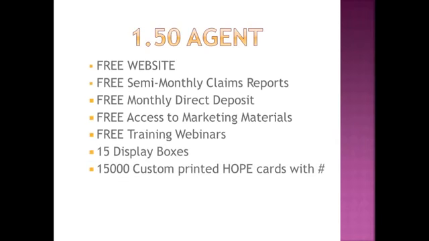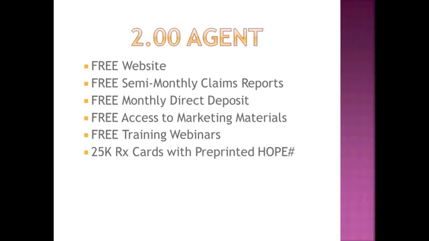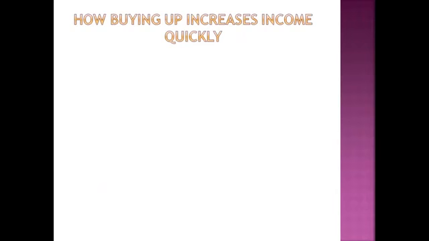$1.50, same thing. You're going to get 15 display boxes. You're going to get 15,000 cards printed with your Hope number on it, and it's $1.50 per paid claim. Okay. $2 agent, which is the top of the ladder here. You get all the free stuff. You're going to get 25,000 cards with your order. And again, this is something that we're doing right now. So I'll show you what I mean by that. You're going to get 25 display boxes, and you're going to get paid $2 per claim, okay, per paid medication.